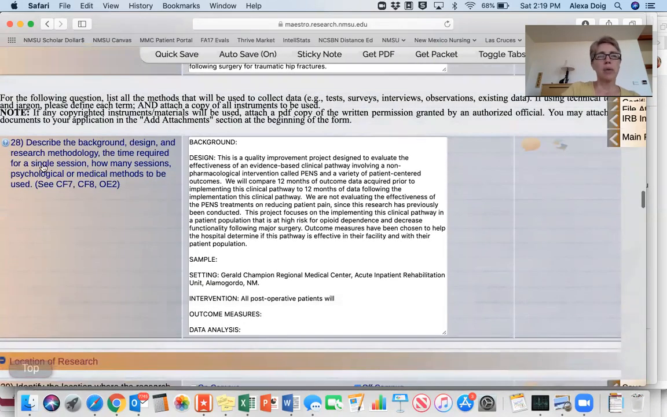Now, down here, describe the background, design, and research methodology, time required for a single session, how many sessions, psychological or medical methods to be used. Again, this is very much research lingo. However, you have written a background section. I would not copy and paste your 10 to 20 page lit review here. You want it to just be a few paragraphs, or you could use bullet points as well too.